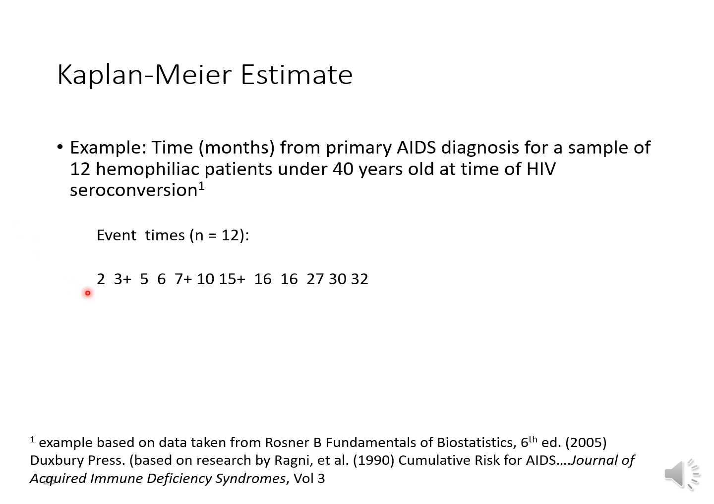And we have the exact times, like 2, 5, 6, 17, 16, 16, while the others are the censored times, the times where the observations were censored. It means that either they were lost to follow-up or the study ended and we're not able to see any event. Censoring is usually indicated by a plus sign. So the goal is to use this information to estimate the survival probability at different points in time.